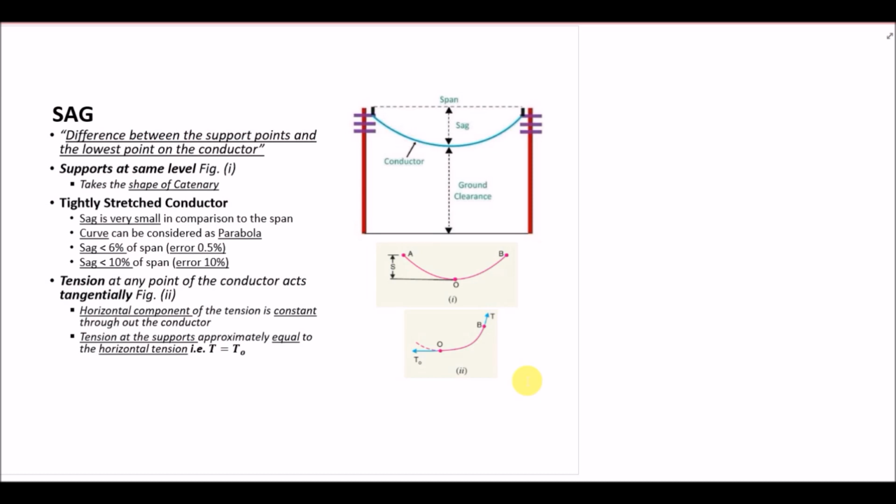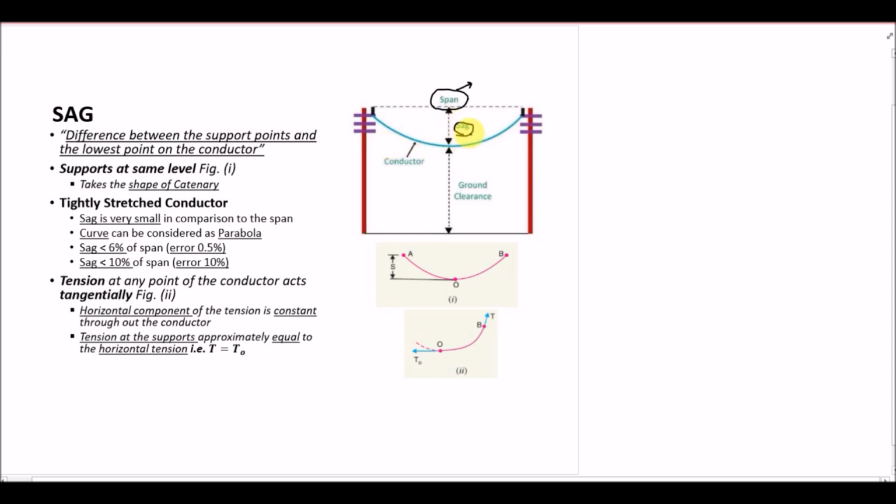In today's lecture we are going to talk about sag of the conductors, and I have already explained a little bit about sag. So there are two terms that we have to define. The first one is span and the second one is sag. So span is actually a distance between the two consecutive towers. So it is a horizontal distance between the two consecutive towers.